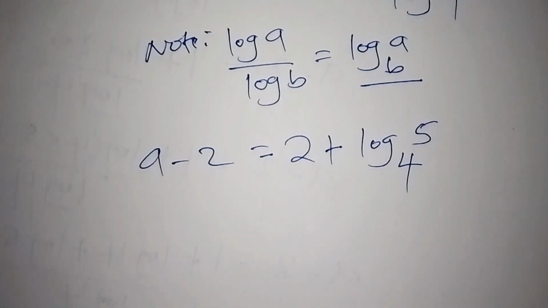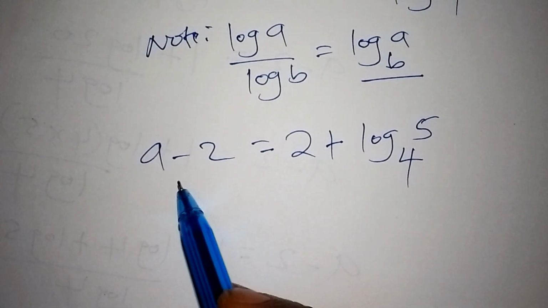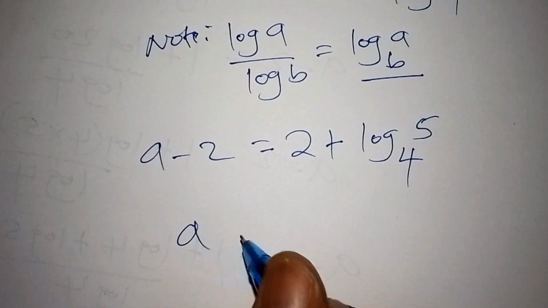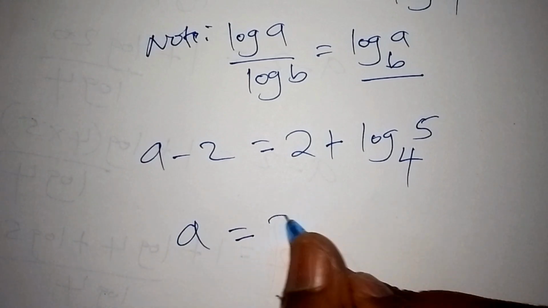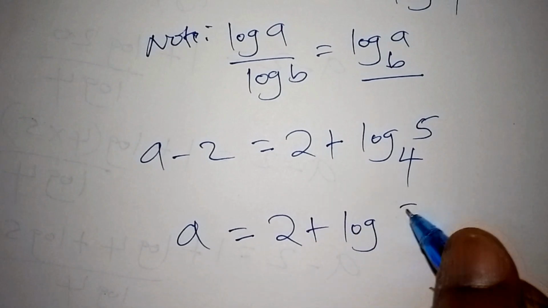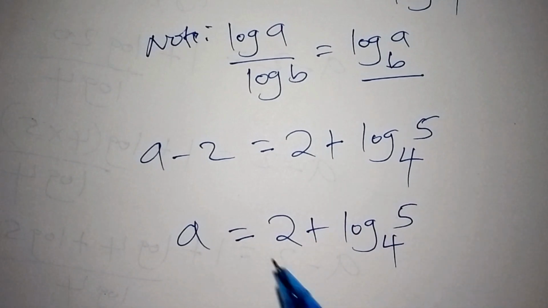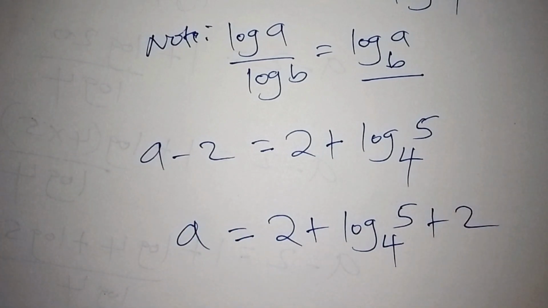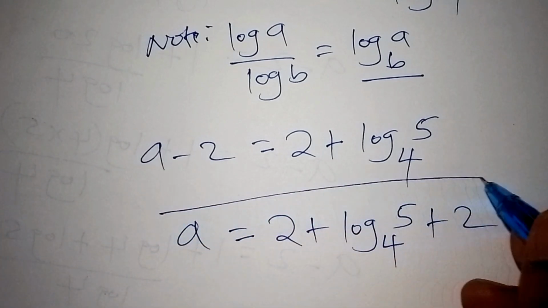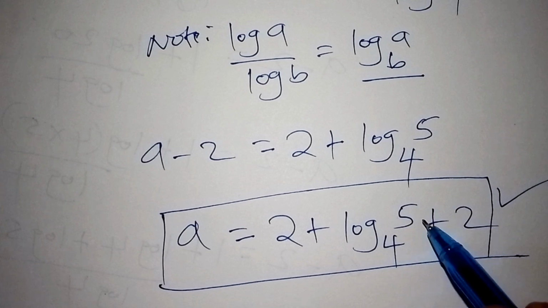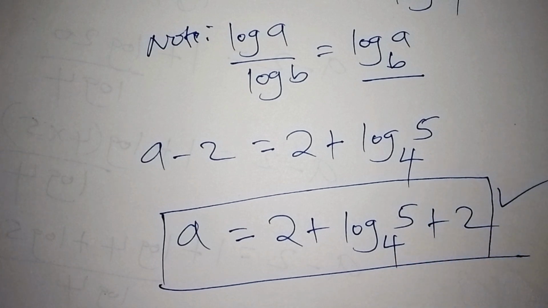So let's now make sure that we have a on this other side. So in this case, we shall say that our a is equal to 2 plus the log of 5 to the base of 4. Then this minus 2 shall cross the sign and become positive 2. So that one shall be our value for a. It is 2 plus the log of 5 to the base of 4 plus 2.